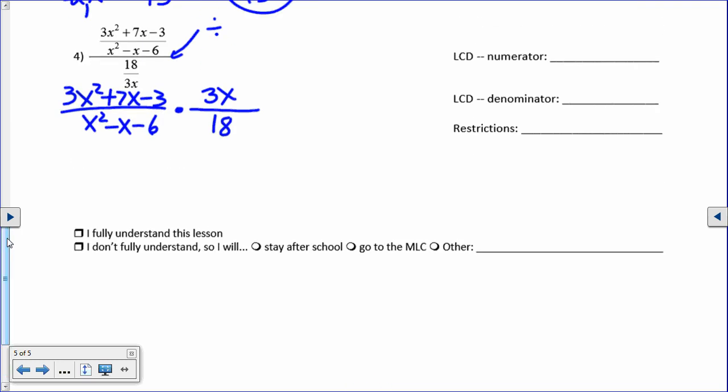Alright, now we're just going to proceed like we normally do for multiplication. What do I have to do from here? Factor, right? Because I can't start canceling things until I factor first. So I'm going to have to factor this using the x. Alright, so what would go on the top? -9. And then the bottom? 7. Remember, you have to multiply first and last. So what multiplies to get -9 but adds to get 7?